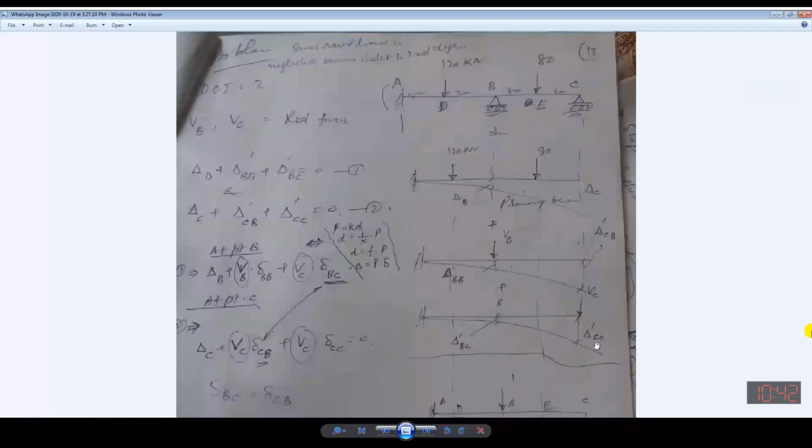Now, the same approach will be adopted for support C, that delta C plus delta dash CB plus delta dash CC summation should be 0. Why? This is stable, not moving up or down. So this is stable in the vertical direction. So in all the cases, this is our approach.